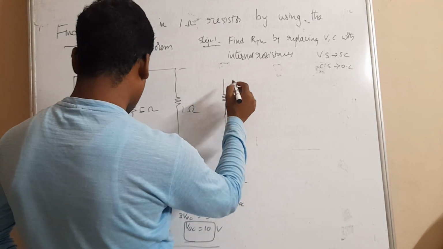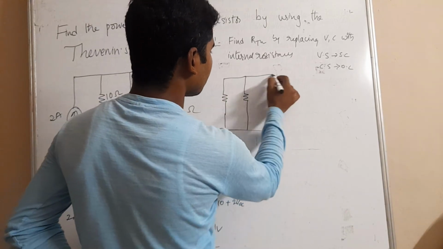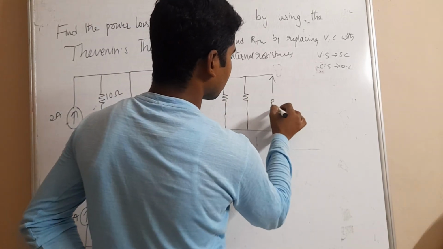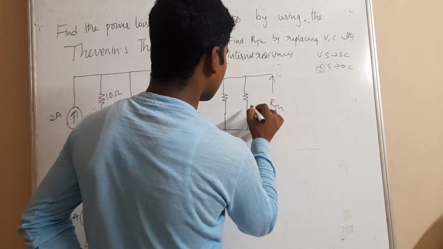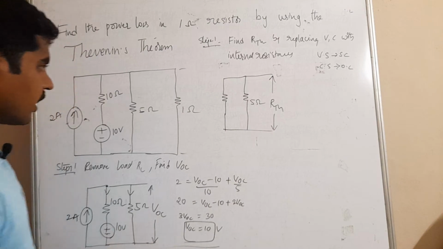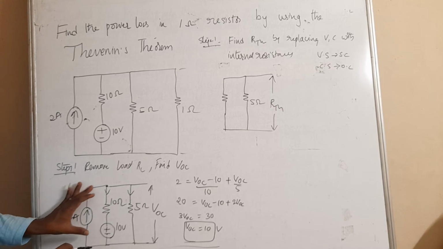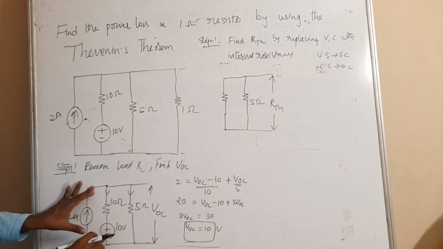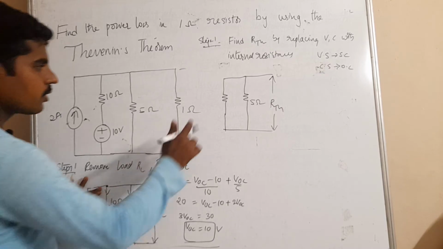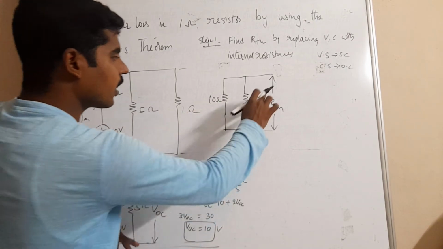This is the circuit diagram. This is the equivalent resistance RTH. It is a 5 ohm resistance. So see here, this is a 2 amperes current source, which is replaced with the open circuit. Therefore no circuit will be there. This voltage source is a short circuit. Therefore 10 ohms only. Next the 5 ohm resistor and RTH.